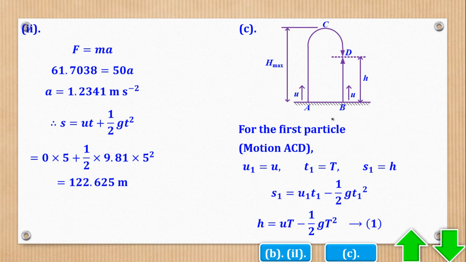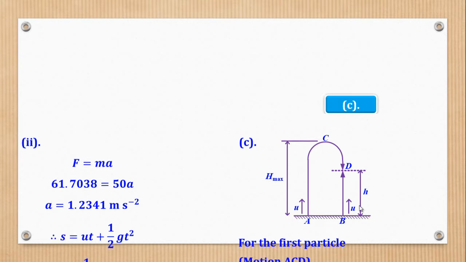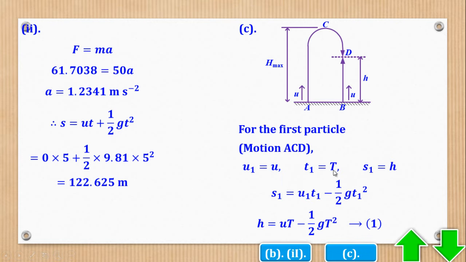Then for the second particle, remember they told us something. They said the second particle is projected after t seconds. So meaning that if this one took a time capital T, what time did the second particle take? It must have taken less time.